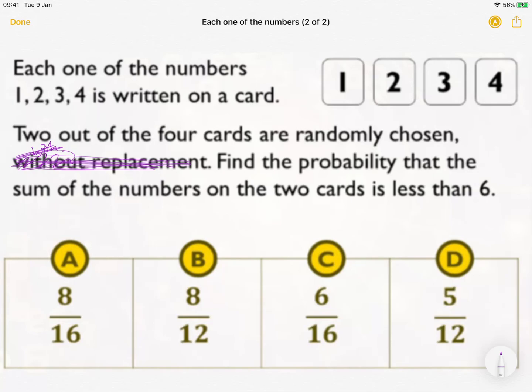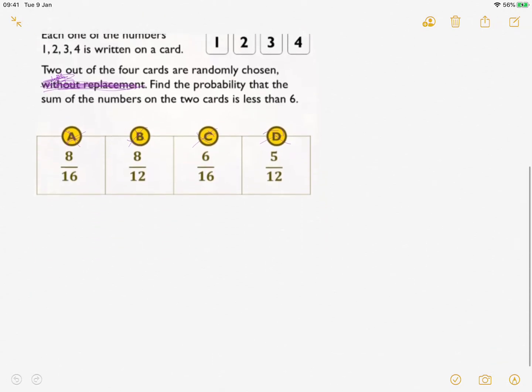Find the probability that these sum. So that means that these answers will be wrong. Oh, I should have read this question more carefully. Anyway, have a go at it again now. So ignore that without replacement. Ignore these answers. They might not be any of those answers there. And then I'll show you how you should have approached this question now.